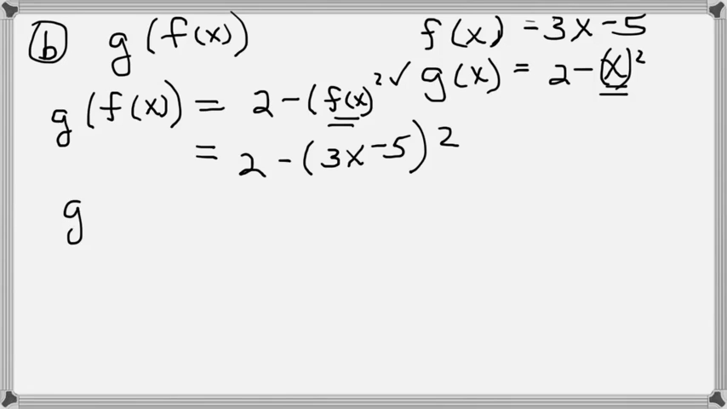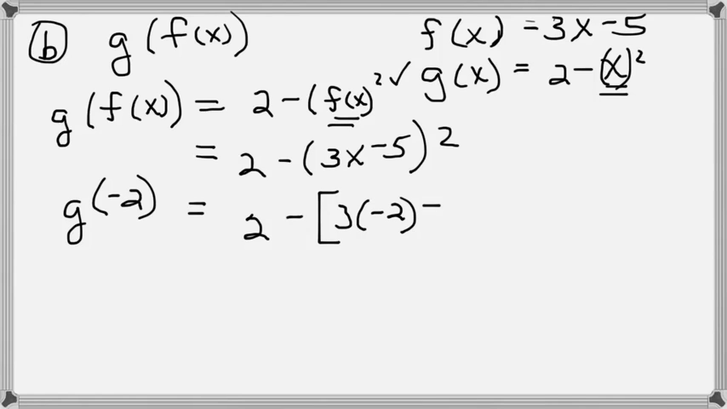Now that we have a function here, what we're doing is we're putting these two functions together. And so now let's evaluate it for when the function of g has the x input of negative 2. So 2 minus 3 times negative 2 minus 5. Oops, let me change that.